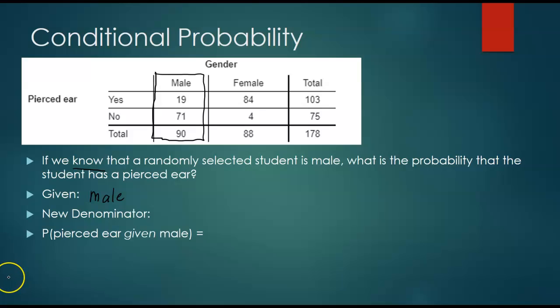What is our new denominator or our new total? You should have said 90. 90 is our new denominator. So the probability of having a pierced ear, given that they are male, well, right here, there are 19 students that have a pierced ear out of 90. So we are doing 19 out of 90, and that gives us 0.211.